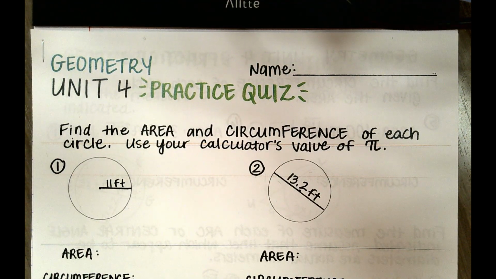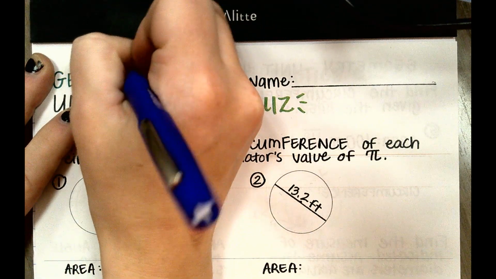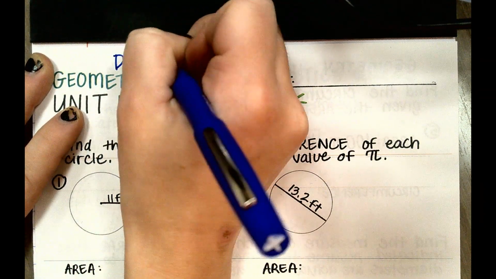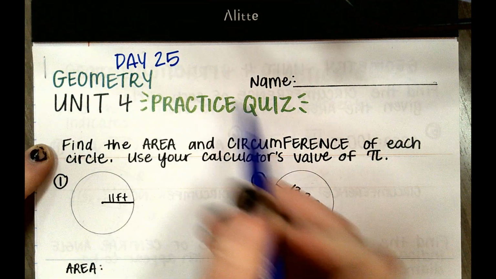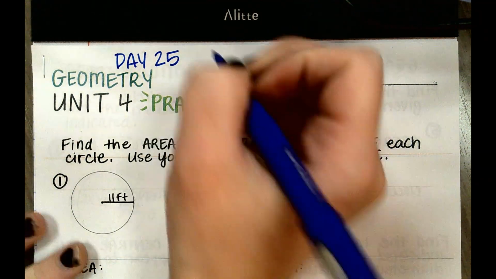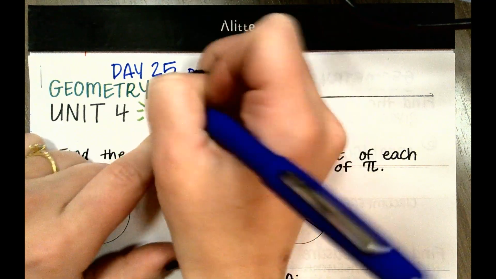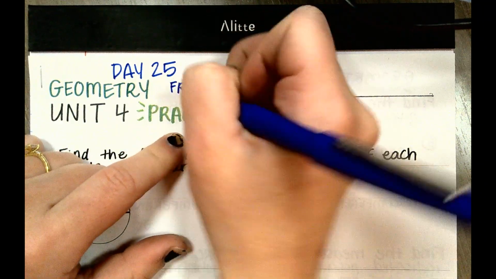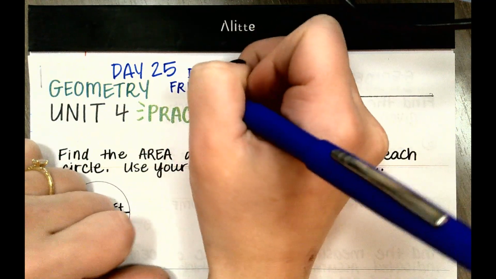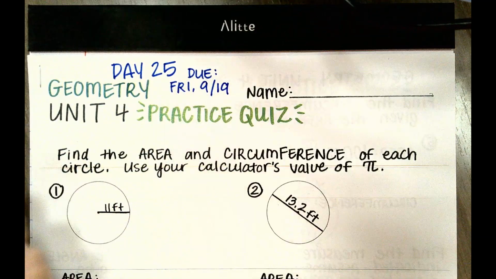If you're an artistic person, I think you might like the project idea, and we'll talk about that here in a moment. Then here's a practice quiz right here for you. So I am just going to write on here that it is day 25. And this practice quiz will be kind of like your day 25 exit ticket. So it will be due on Friday, this Friday. And that is the 19th. So just something to keep in mind.